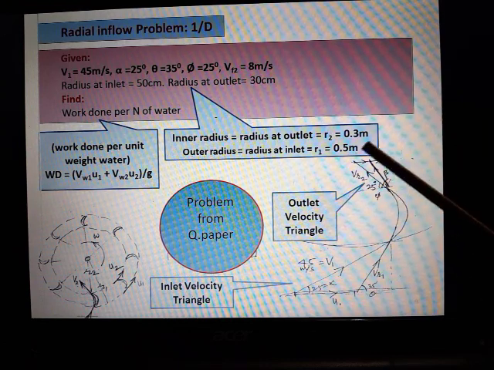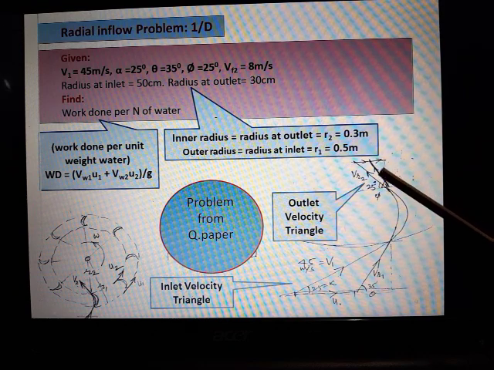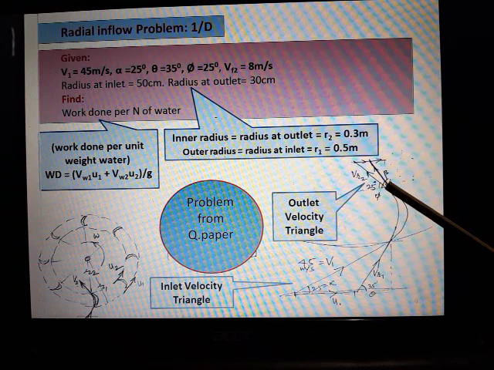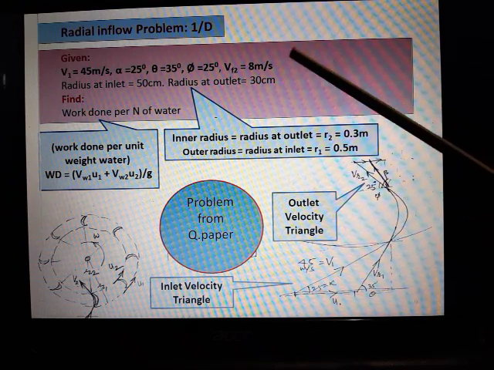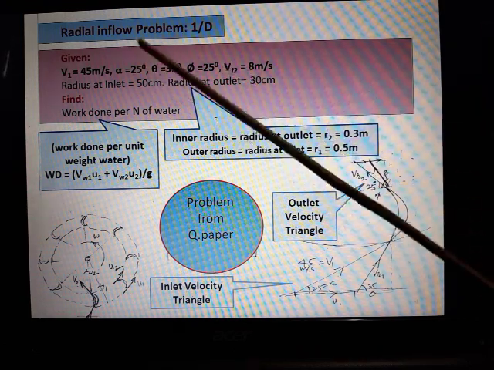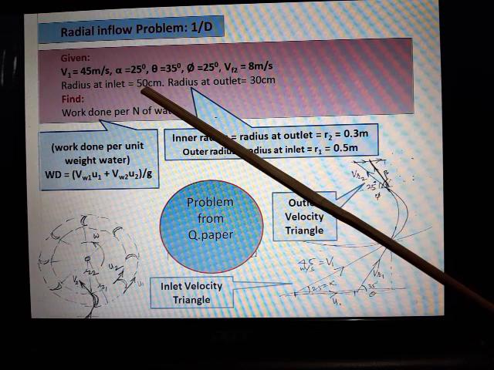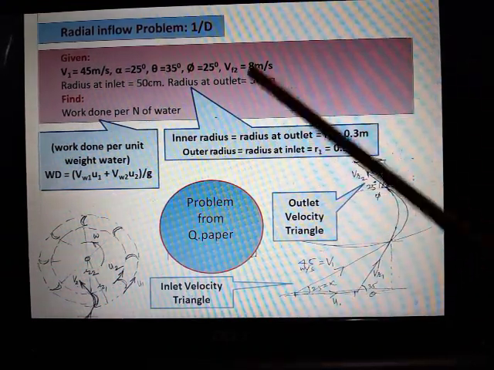So this is outlet velocity triangle. This particular vector is velocity of a jet. The component in this direction, radial direction, is given to be 8 meter per second. That is what is the data given. Then radius at inlet is 50 centimeter. Radius at outlet is 30 centimeter.